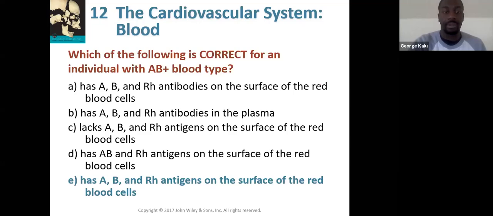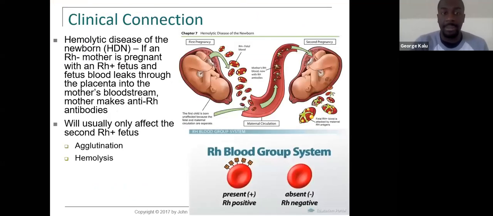All right, so this leads us to a condition called hemolytic disease of the newborn, or HDN. In this condition, you might have a mother who is Rh negative. Because she's Rh negative, she's going to start producing antibodies against Rh positive blood. If she happens to be pregnant and her baby has Rh positive blood, and some of that blood leaks through the placenta into her bloodstream, she's going to start producing anti-Rh antibodies, which are going to target her baby.